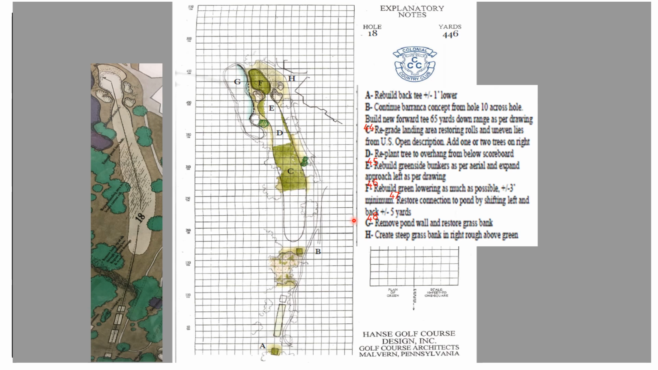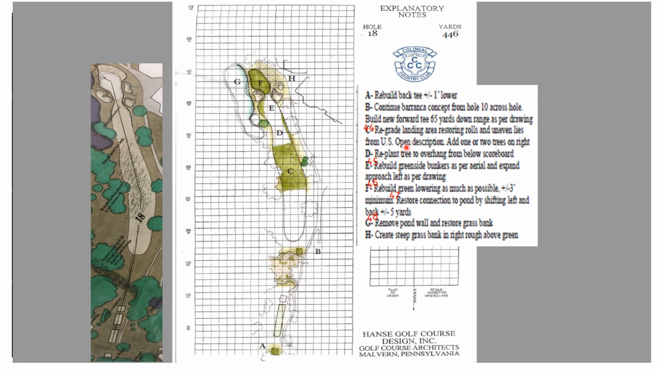18. Okay, from the tee, not a lot of note. We have the back tee going down a little bit. So let's start here. This is the newly naturalized creek that's going to flow through here. So we are going to put a new tee on the other side of the bank so that forward tee players do not have to carry that big chasm like we currently do.